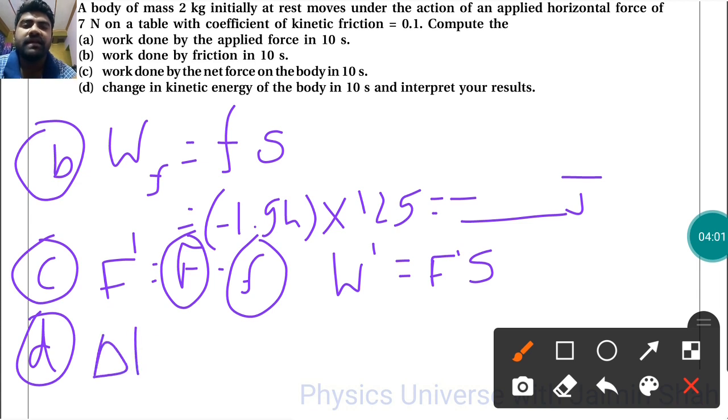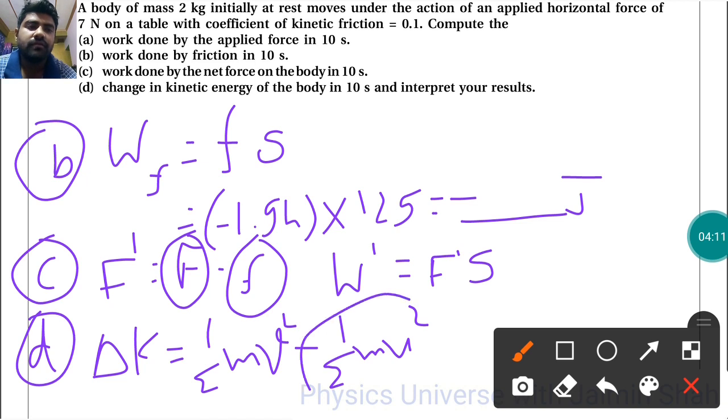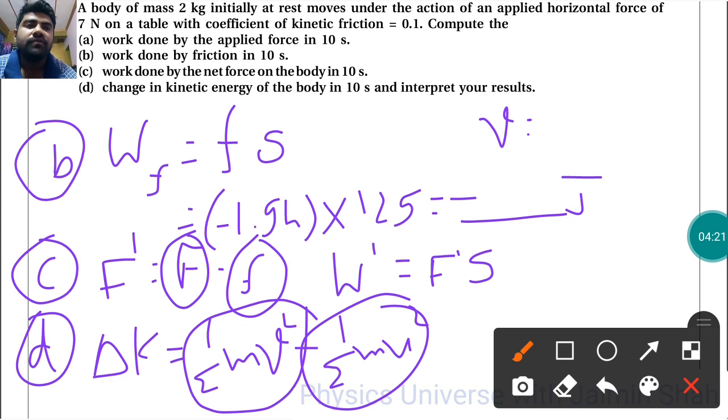So the change in kinetic energy is nothing but delta K, which is final kinetic energy minus initial kinetic energy. See, the initial is 0 because initially the body was at rest. So we are left with only half mv square. Again, if you want to find v, use this formula: v is equal to u plus at. u will be 0, so you are left with v is equal to at.